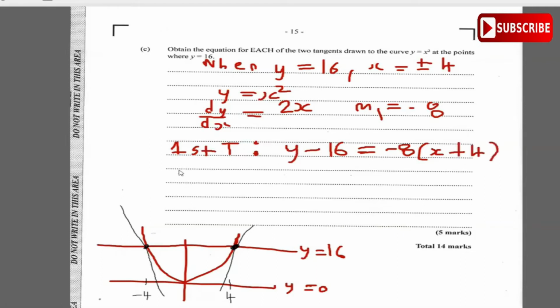Now I'm going to write the second tangent. Second T means the equation of the second tangent. The equation of the second tangent is going to be y minus 16 is equal to the gradient of the second tangent, which is positive 8. How do I know it is positive 8? When x is 4, that gives us the next gradient. 2 times 4 is 8. And so the equation is now y minus 16 equals 8 times x minus 4.